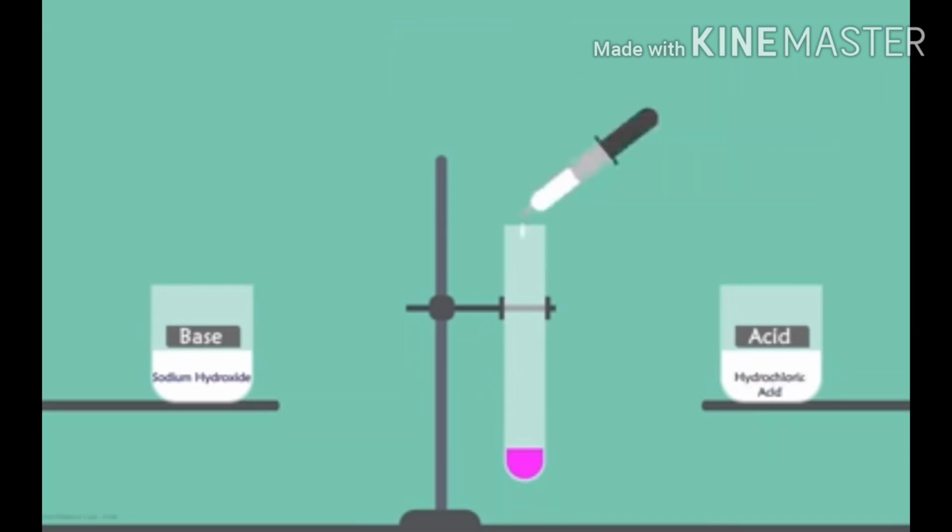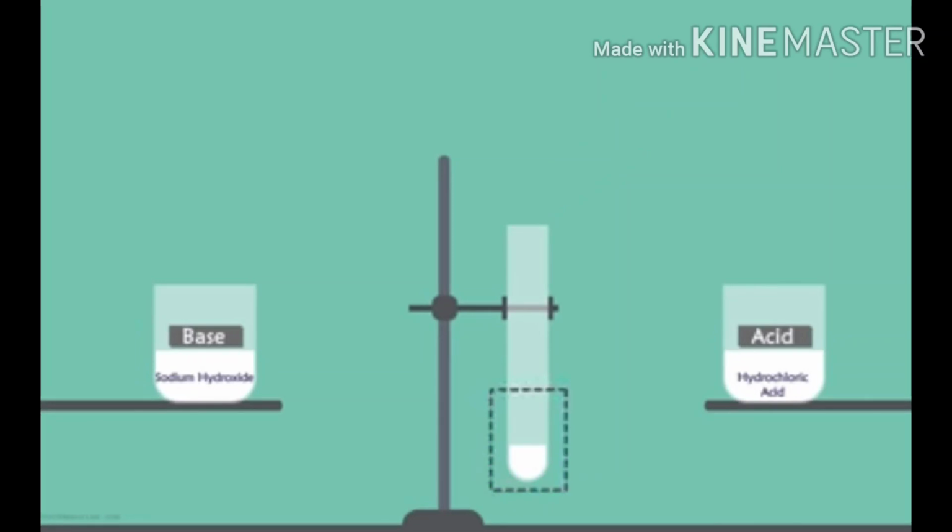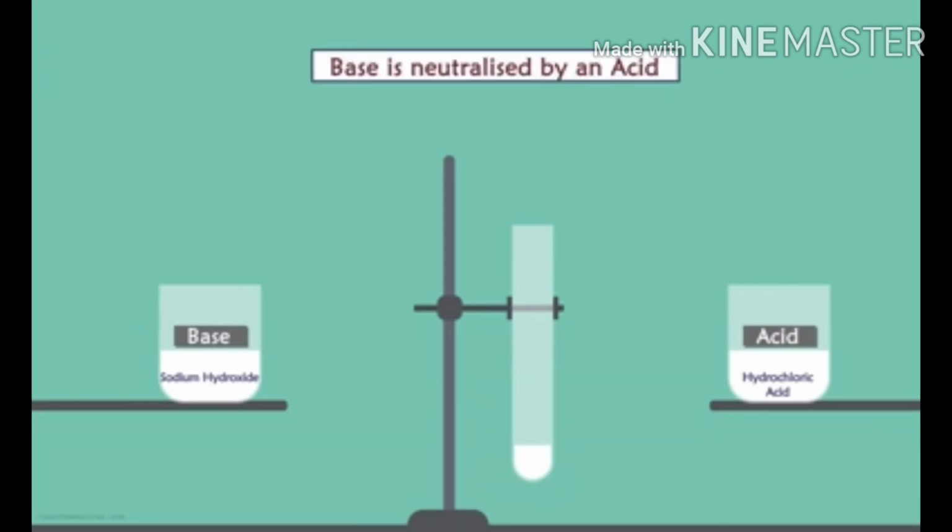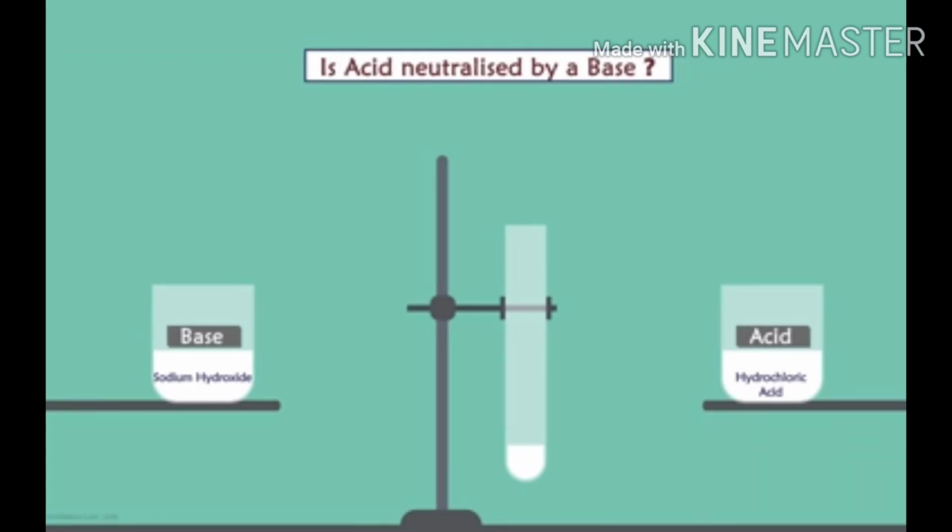Now add dilute hydrochloric acid solution to this pink colored solution drop by drop and observe if there is any color change in the reaction mixture. We notice that the mixture, which was previously pink in color, again becomes colorless on addition of this acid. Now what does this indicate? It indicates that the base is neutralized by an acid.